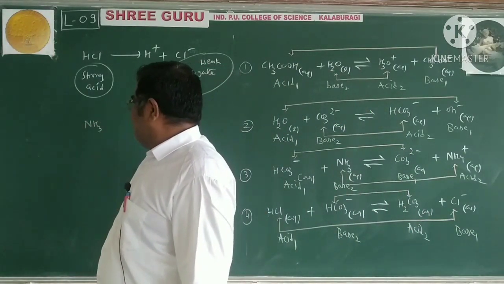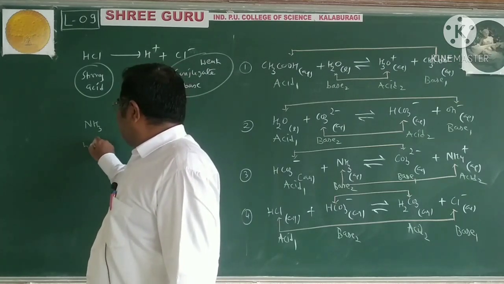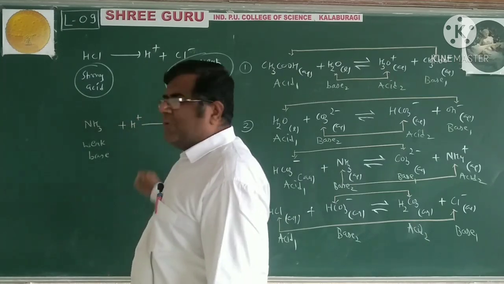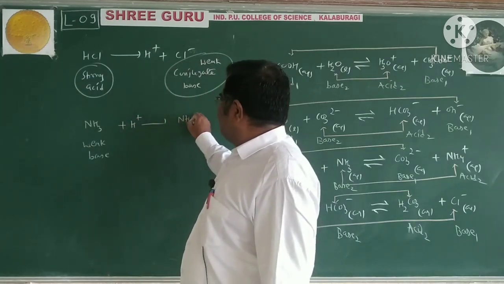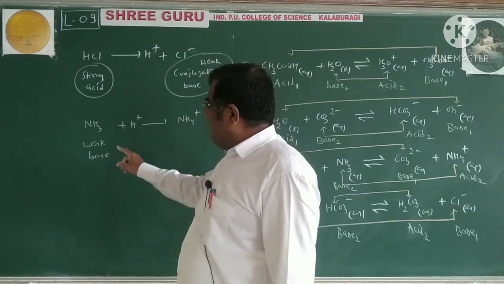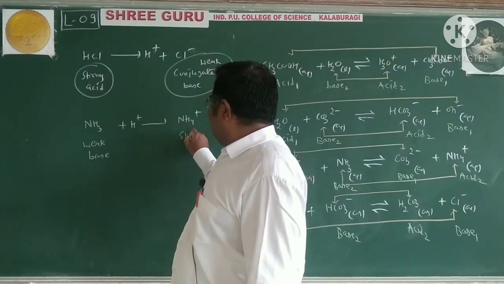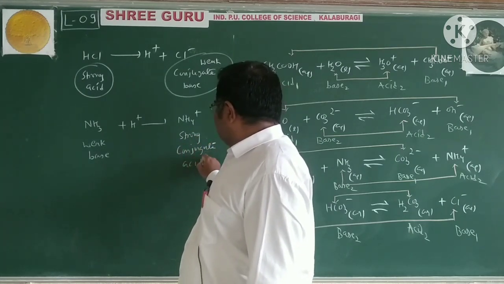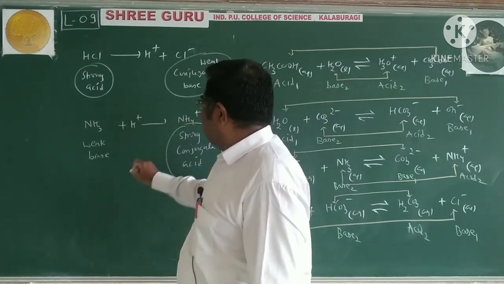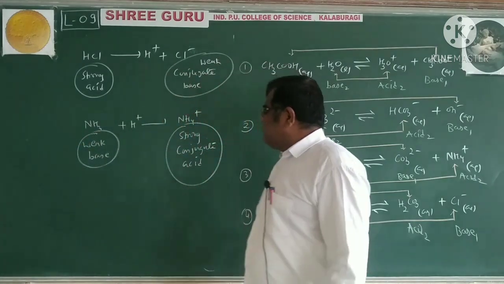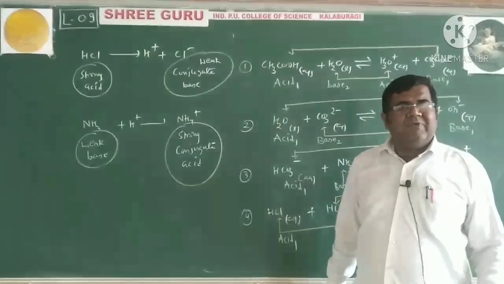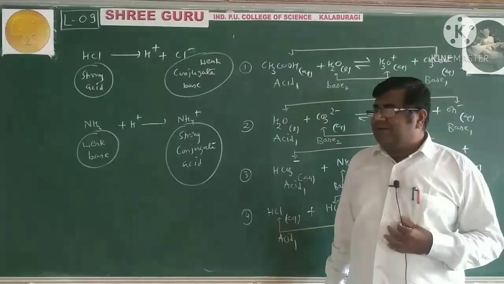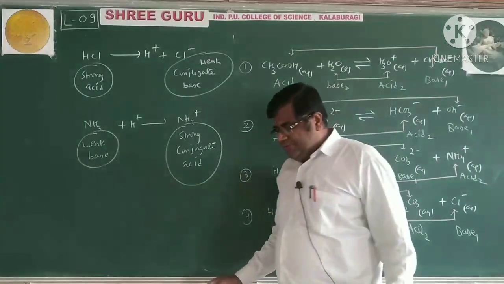Consider this NH3, which is a weak base, accepts protons and becomes NH4 plus. As it is weak base, it is strong conjugate acid. So if base is weak, its conjugate acid is strong. And if acid is strong, its conjugate base is weak. In that way, they are related. So this is last point.